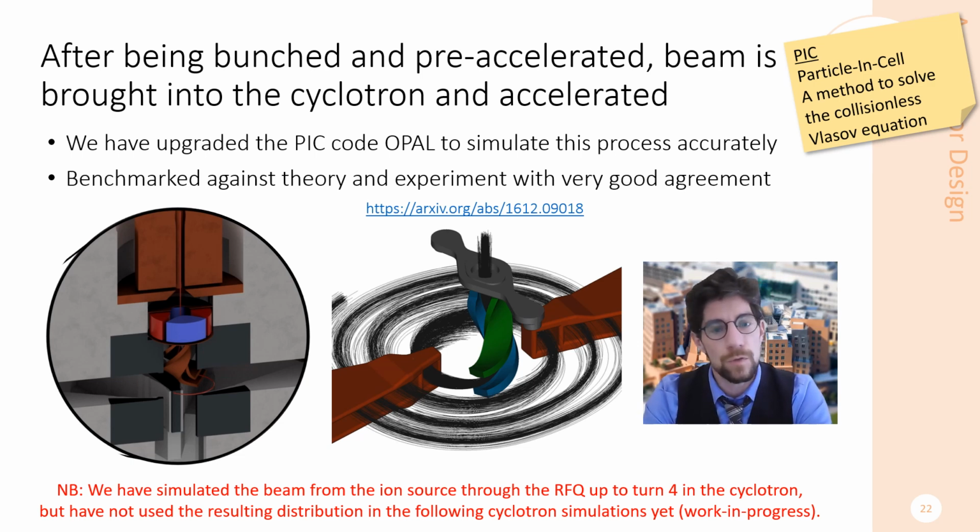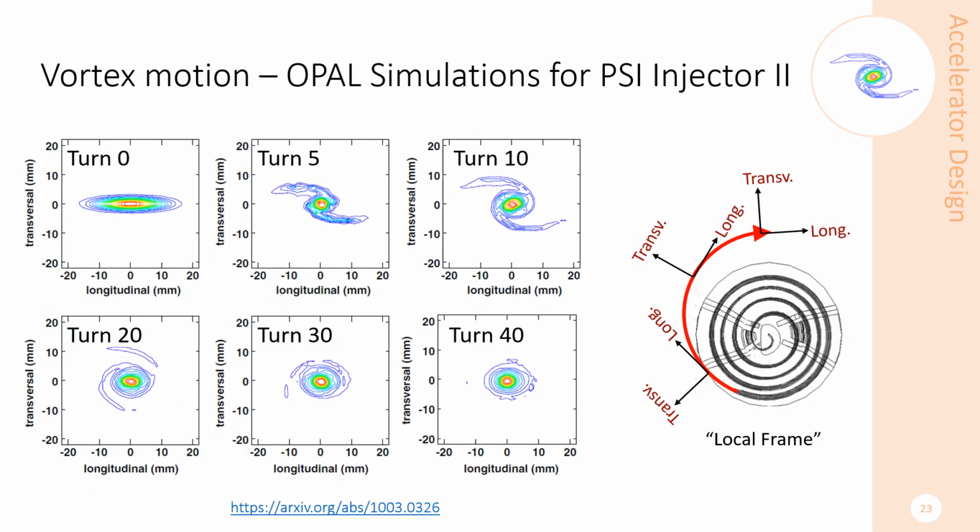We did use twist parameters that are close to what we see, but we don't have a full start-to-end simulation as of this point, just as a small caveat. Now that the beam is injected, we want to see vortex motion happen during the acceleration process. Vortex motion is the interplay between the beam's space charge forces and the external focusing forces of the isochronous cyclotron.